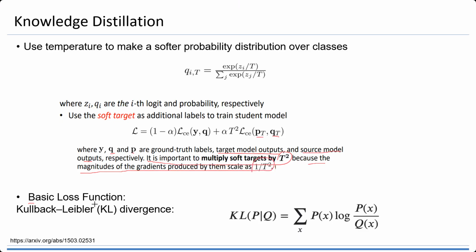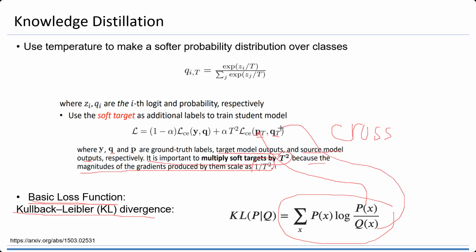The basic loss function, if we use this, is the cross entropy. The other kind of loss function we can use is the Kullback-Leibler divergence with this formula. P means the source model output and Q is the target model output. So we want to minimize this in order to check the loss.